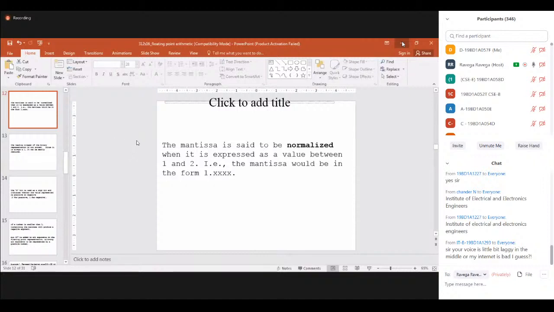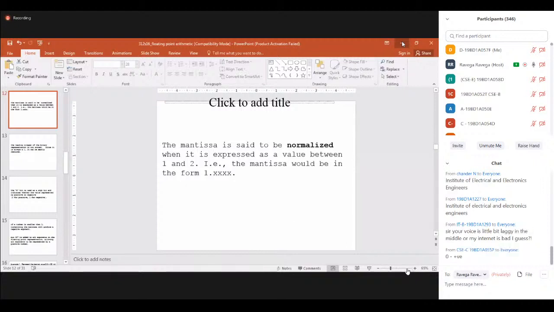Anyway, yes, 0 is for positive, and 1 is for negative.